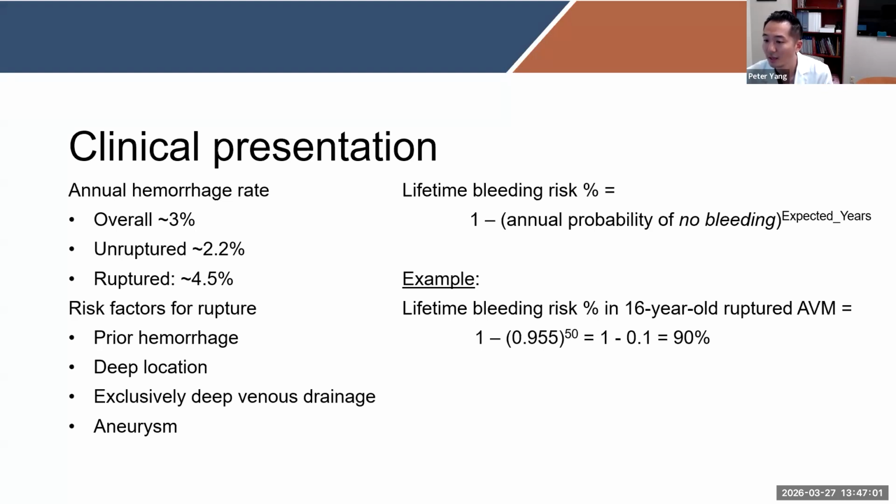So for example, a 16-year-old with a ruptured AVM with at least 50 years of expected life has an annual rupture rate of 4.5%, or a no rupture rate of 95.5%. The lifetime probability of no bleeding is 10%, so the lifetime probability of any bleeding is 90%. Therefore, younger patients with ruptured AVMs are typically recommended treatment for this reason.